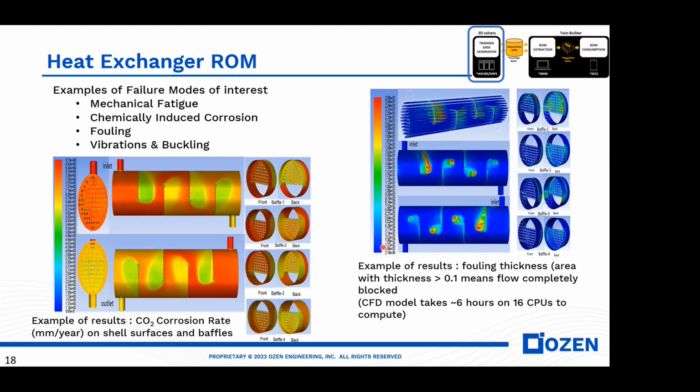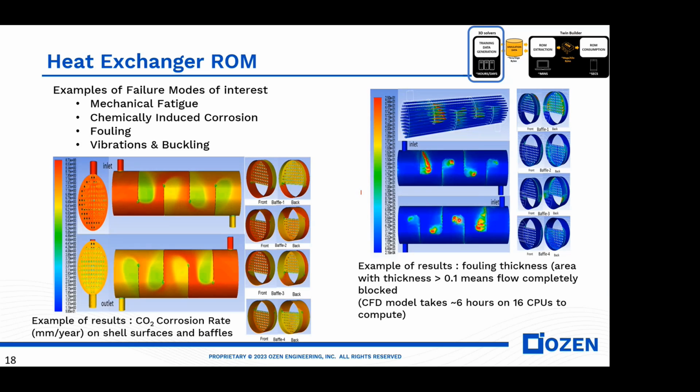This is a result showing the fouling in the heat exchanger, again generated using Fluent. This is the corrosion because of carbon dioxide presence in the system. So this is again CFX or Fluent data. What I want to highlight here is you can bring in data from multiple physics platforms, and then club them together within Twin Builder to give what the corrosion rate will be like.